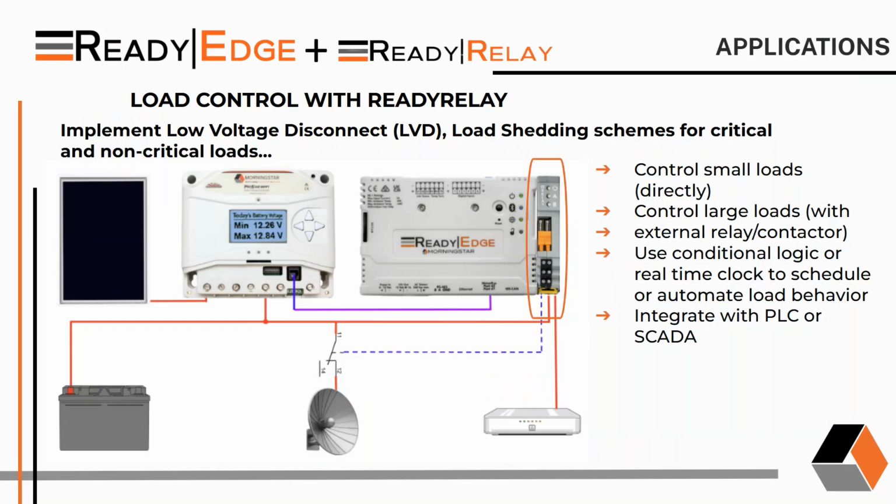So let's do a slightly more complicated example here by adding some load control to this system that we've been showing you. In this case, we're going to use one of the channels of the Ready Relay to control a larger relay to control all of our loads, or maybe our auxiliary loads, so that we can disconnect them either manually, remotely, or so that we can schedule them or maybe turn them off. In addition, we're going to use the second channel to control just the power to our router.